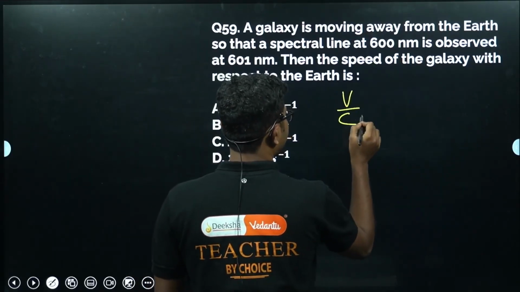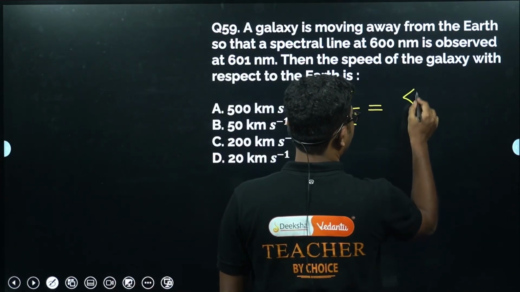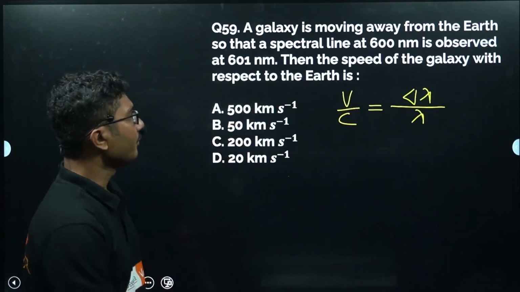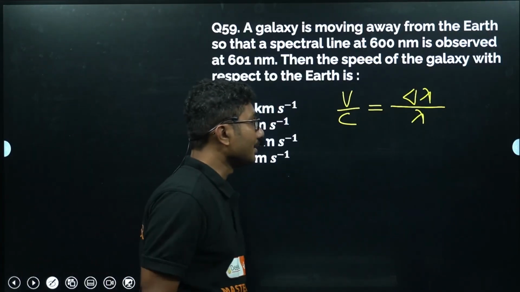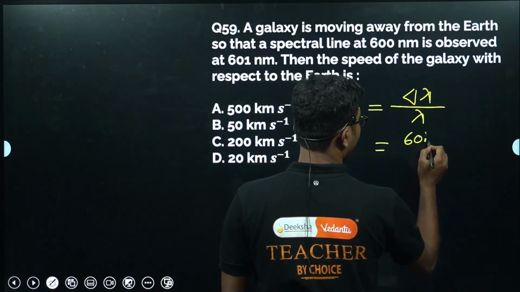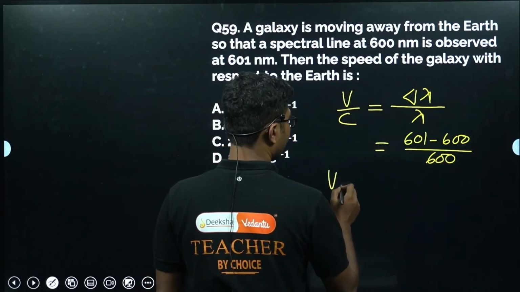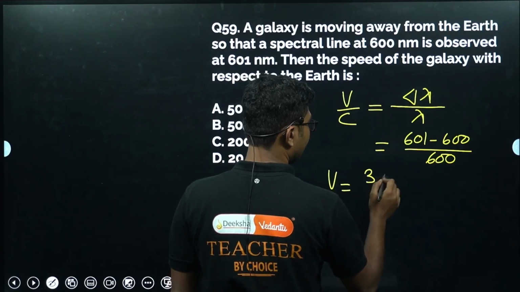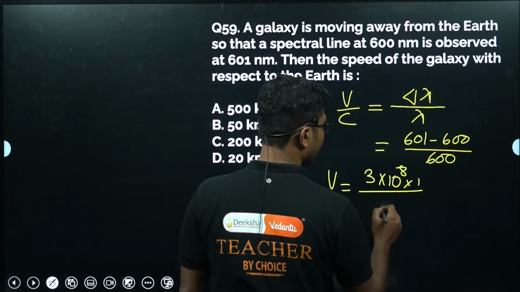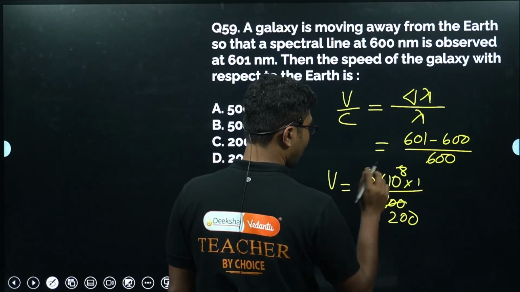Speed of galaxy divided by speed of light is given by delta lambda divided by lambda. Here delta lambda is 601 minus 600, divided by 600, or V equals C, that is 3 into 10 to the power of 8 meter per second, times 1 divided by 600. So, this will come out 200. So, 1 divided by 200.